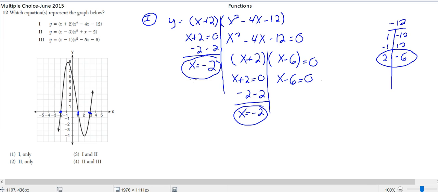The graph that's shown in the picture has a single root at x is equal to -2 and not a double root at x equal to -2, because we already have x is equal to -2. We can't have another root at x equal to -2. We need to have 3 different roots, -2, +1, and +3, so we know automatically that choice 1 will not be the answer to the question. Let's move on to choice 2.